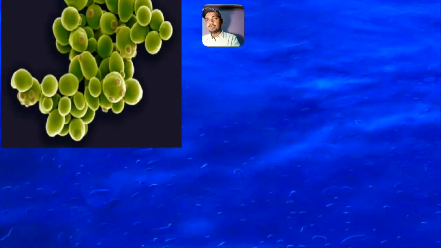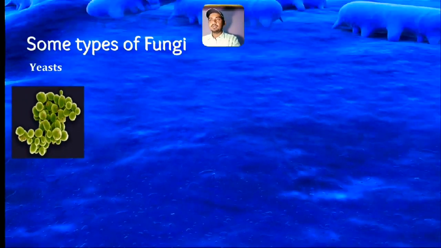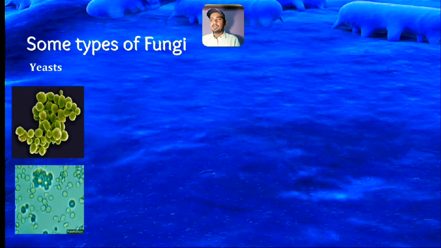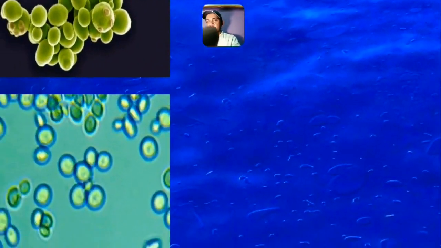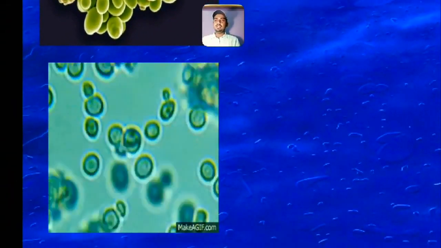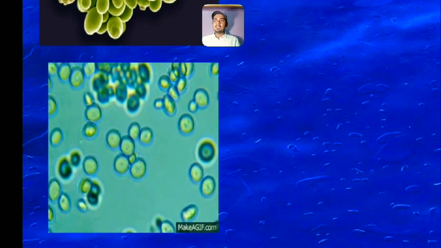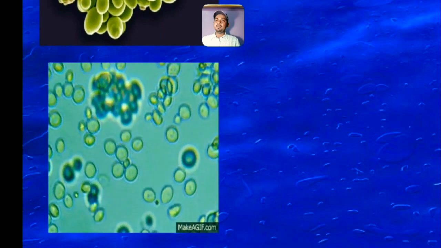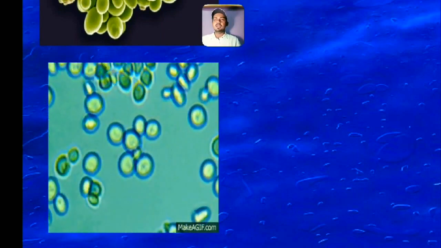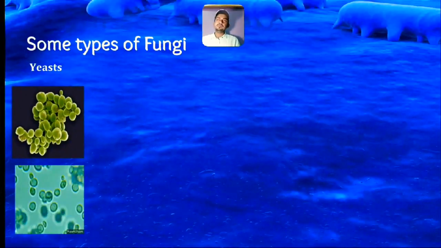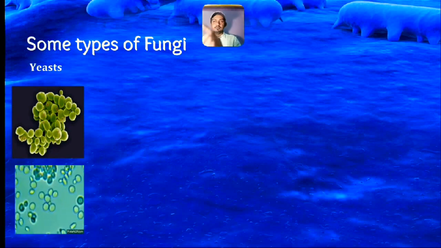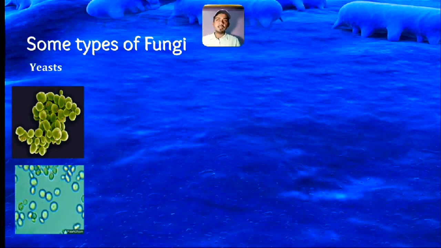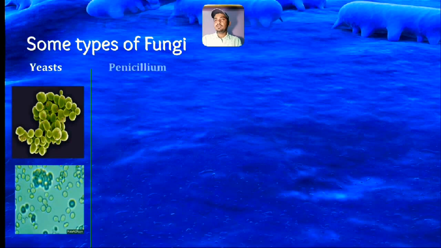You can see closely, all the cells are staying together. In the moving stage you can see them like this. They are actually reproducing. If you see closely, they are budding. They are doing their stuff. So this is a real image. This is fungi. This is how yeast looks.